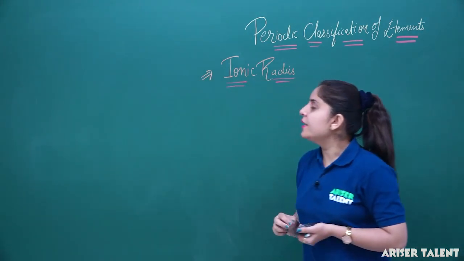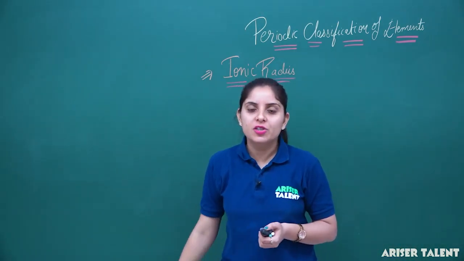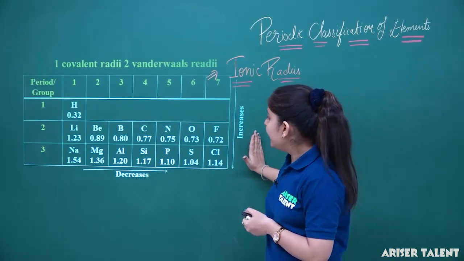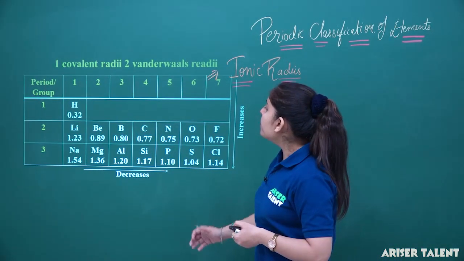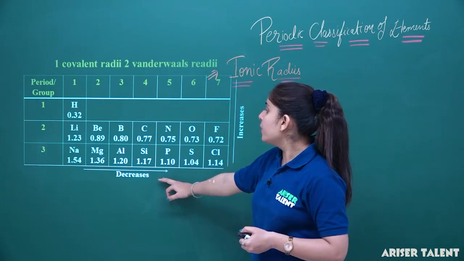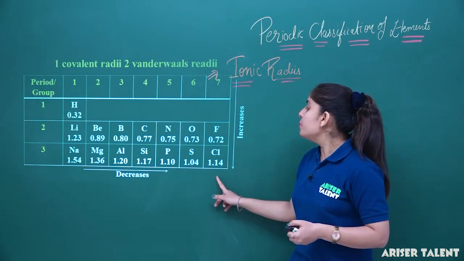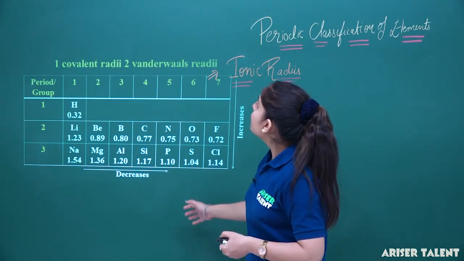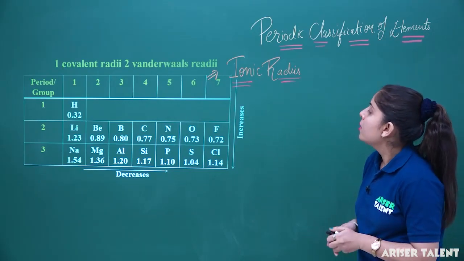Before starting the ionic radius, let's have a look at how the covalent and van der Waals radii change in the periodic table. This table shows us the covalent radii, and you can see that the values of the covalent radii are very small, and if we move from left to right in the periodic table, it progressively decreases. You can see the decreasing trend here. Firstly, it is 1.54 for sodium and it goes down to 1.04 or 1.14. It means that going along the period, the covalent radii decrease. Now, let us have a look at the van der Waals radii.